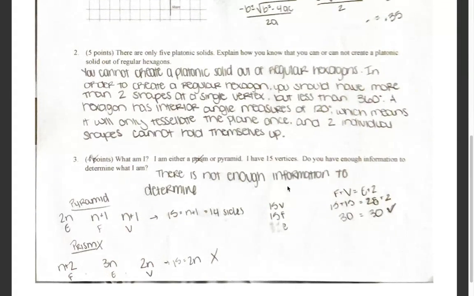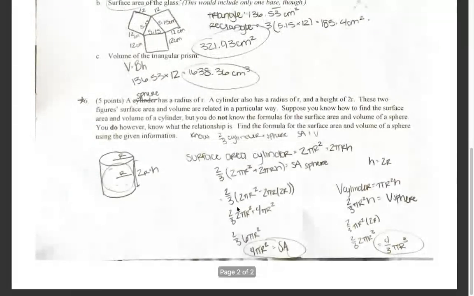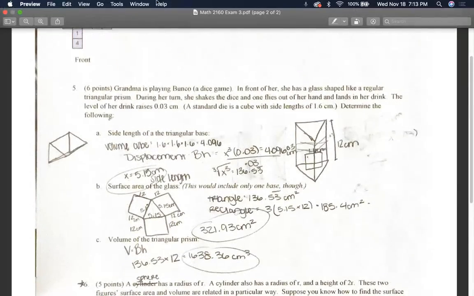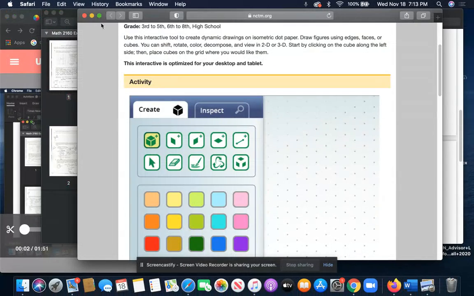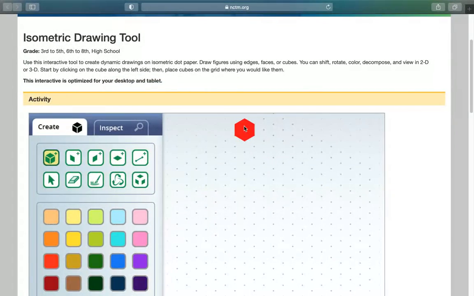Oh, go back for a minute. For number 3, we have a pyramid. We're going to ignore this part right here, with 14 sides on the face. For number 4, we're going to make this a little bit smaller. We're going to go right here.